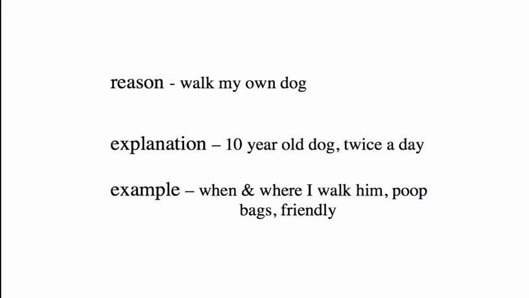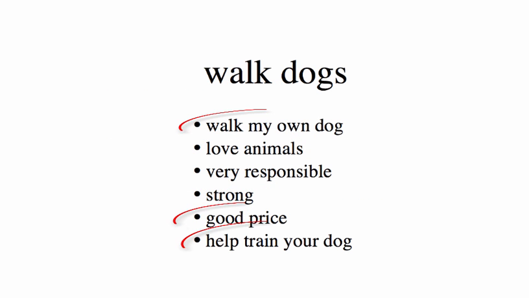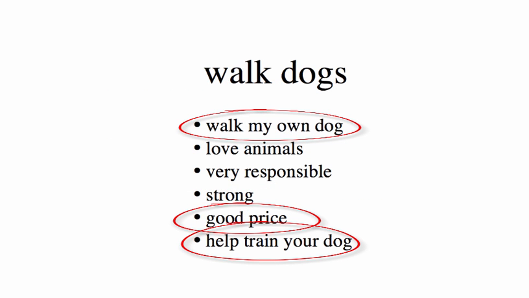For my reason, walk my own dog, I explain saying that I've owned the dog for 10 years and that I have been walking him all this time. I could give examples of when and where I walk him. I could talk about having poopy bags and how he's friendly with other dogs. All of these phrases and ideas will make my reason of walk my own dog more clear to my reader. Choose 3 reasons that you think you would be able to explain by putting into different words and providing real-life examples.